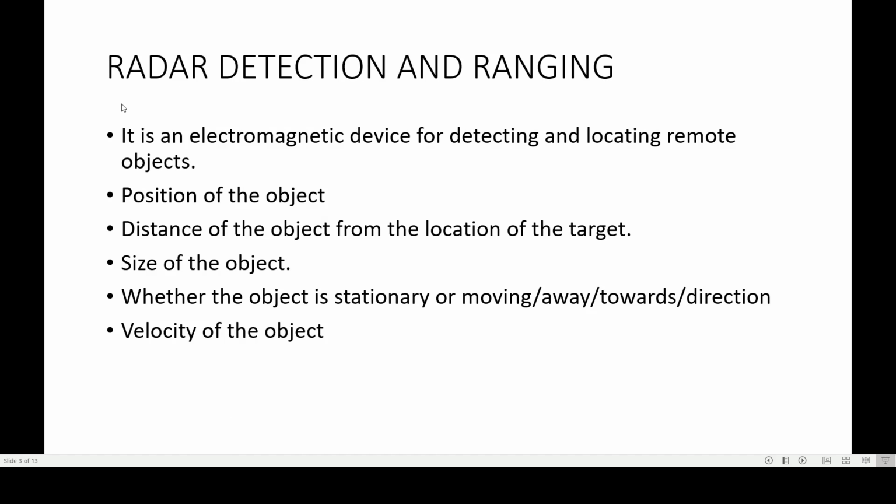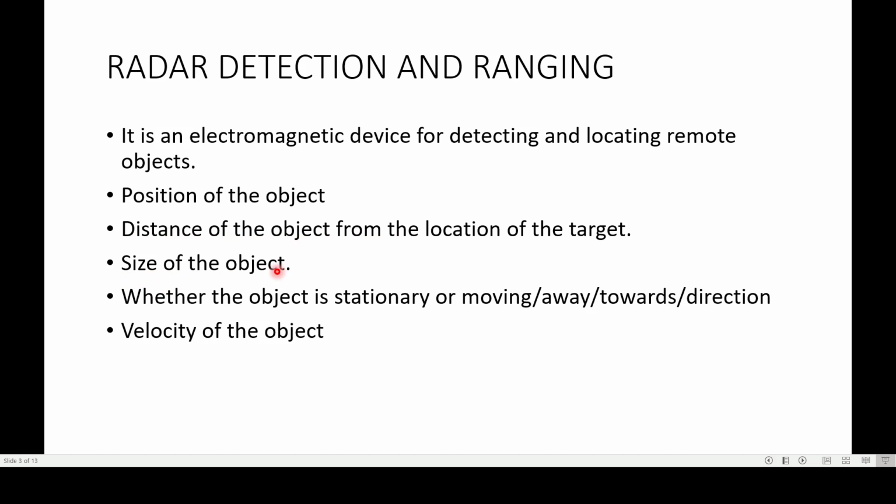See, radar, the full form of radar is radio detection and ranging. It is an electromagnetic device for detecting and locating remote objects. These are the functions of a radar. We can find out the position of a particular object. We can find out the distance of the object from the location of the target, which is termed the range of the radar.